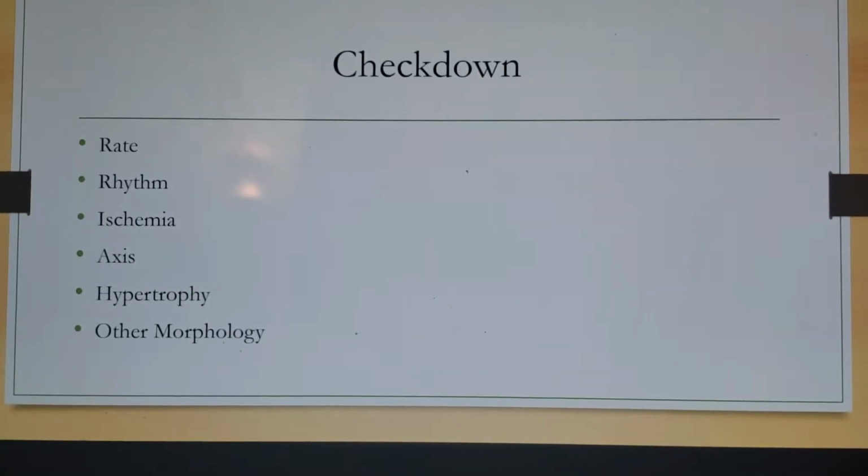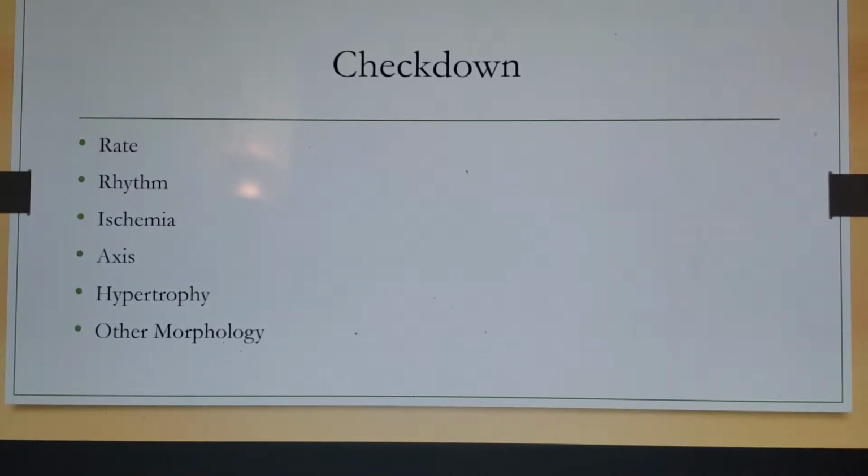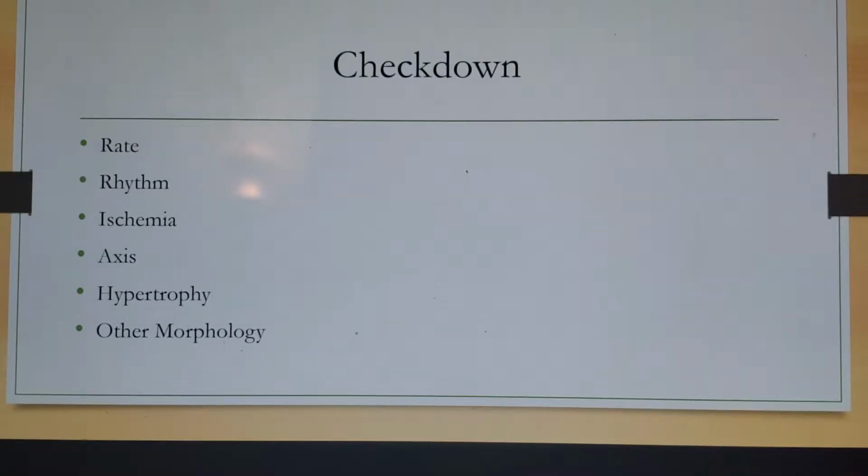One of the biggest rookie mistakes I see is just reading the top interpretation of the machine and not going through it yourself in a check down process. And so the things you want to do is, number one, look at the rate. Is it fast or slow? Then look at the rhythm, regular or irregular. Do you see any signs of ischemia? So you want to look at your ST segments. What axis is the 12 lead? That can give you clues as to where the site of pathology is if it's an abnormal EKG. Then you want to look for hypertrophy, and we'll talk about that. And then look for any other morphology that might be relatively important to the patient's condition.